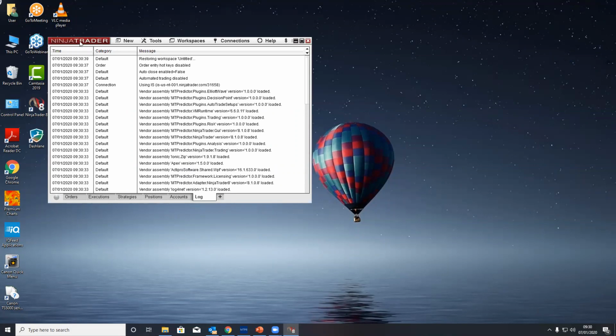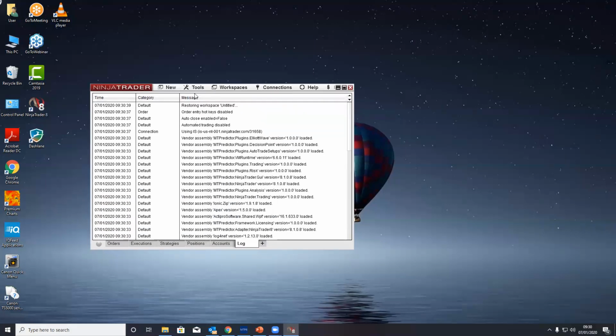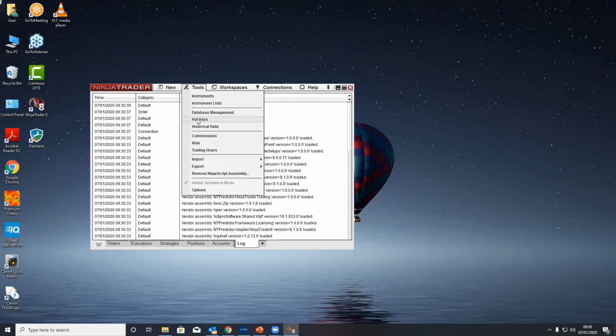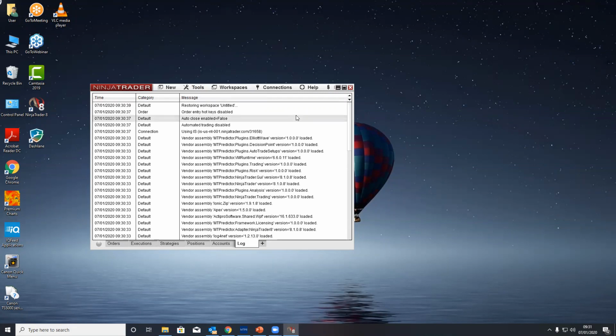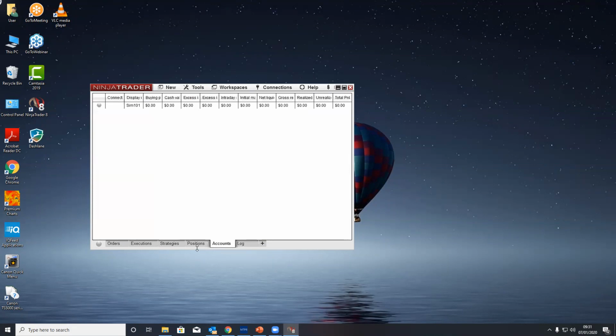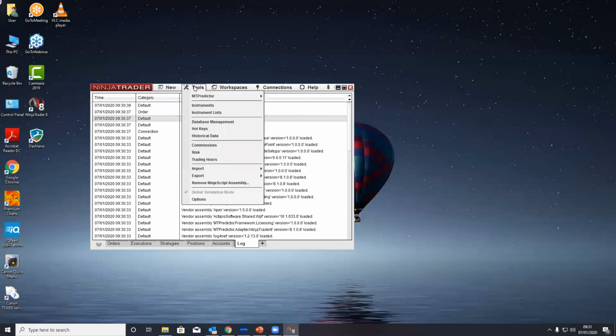What we also want to do is have the patience to wait until our MTPredictor tools are registered. You see here, when I've clicked on tools, MTPredictor is not in that list yet, because in the background it's actually doing our licensing checks. So just click on a few tabs, and wait for about 30, 40 seconds. Because now if I go to tools, you can see that the MTPredictor menu items have appeared. So now that means our licensing has been done.